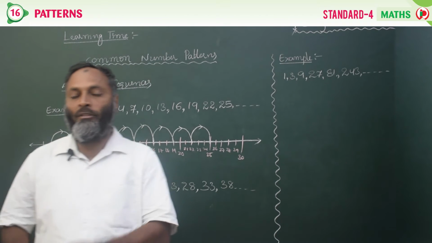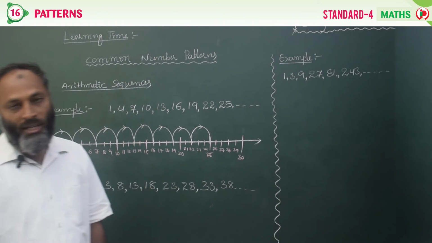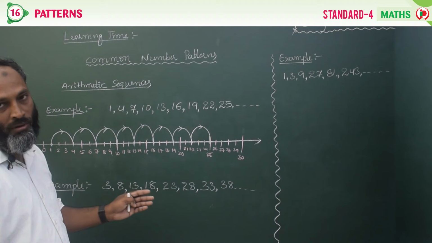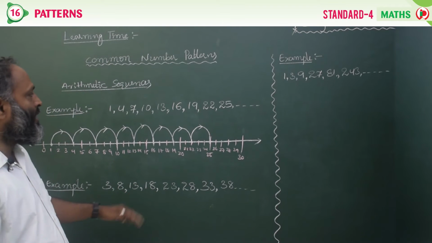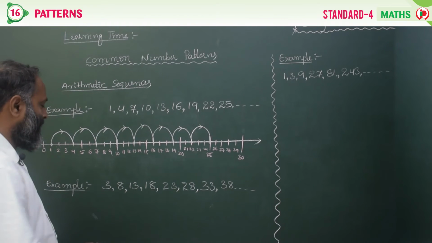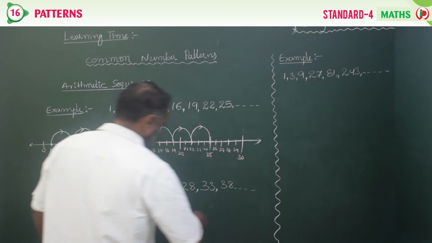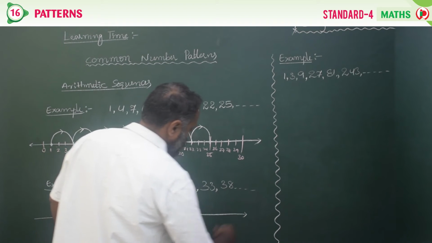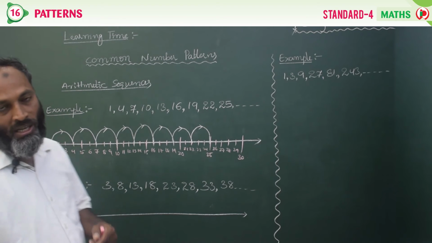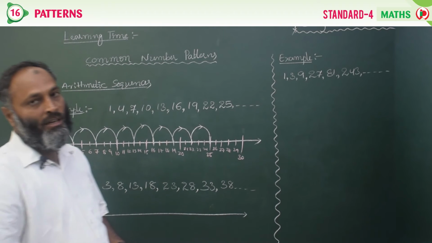So for every consecutive number, if you add 5 to the previous one, then you will get the next number. The common difference between two consecutive terms is the same. So this type of series is an arithmetic sequence. This is the pattern in this sequence. First, we should find what pattern is there in the given sequence, and according to that, we should write the terms that come after.